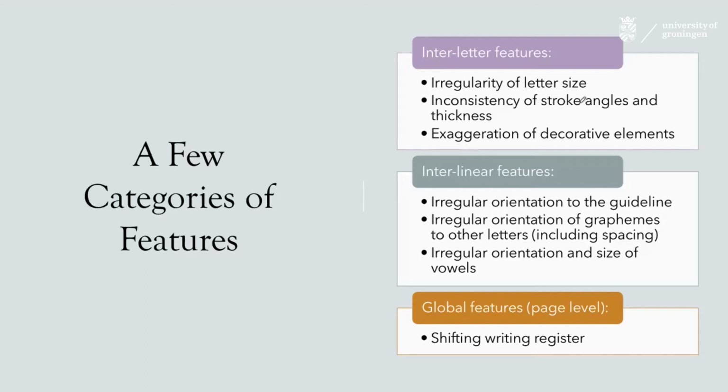There are interlinear features such as irregular orientation to the guideline. I have seen ruled manuscripts where the child could not follow the ruled line at all. It was amazing how badly they could do that. And you could see the ruled line very clearly. It wasn't invisible. Irregular orientation of graphemes to other letters and irregular spacing.